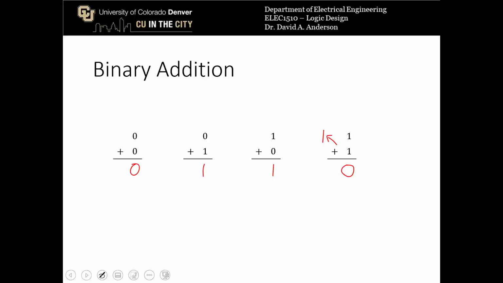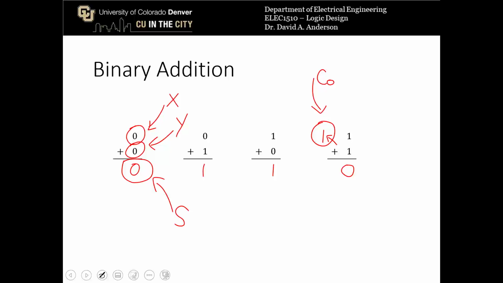What we want to do in this lecture is design hardware that will perform this operation. We have 2 inputs, the first bit input, the second bit input, and 2 outputs, the sum and the carry. So we're going to call these X, Y, S for sum, and C sub out for the carry out.